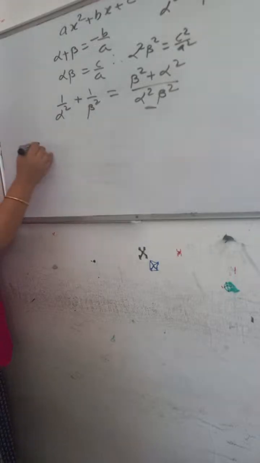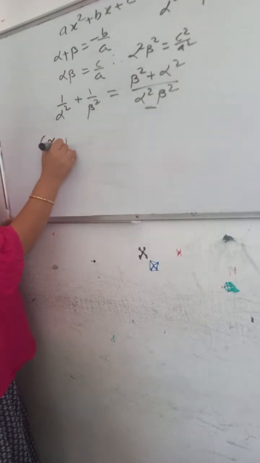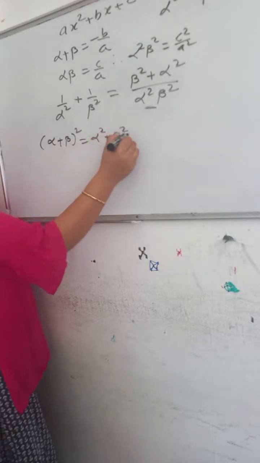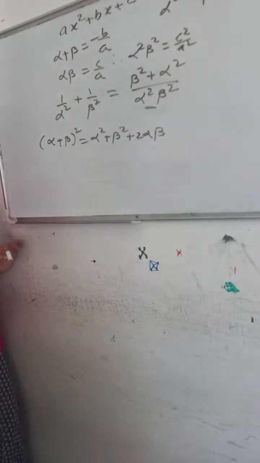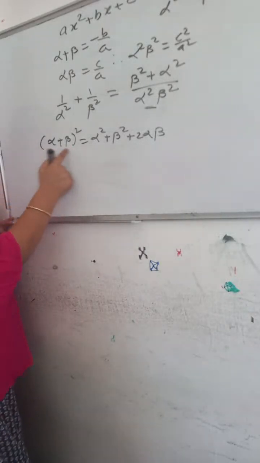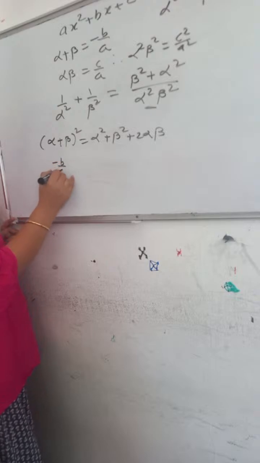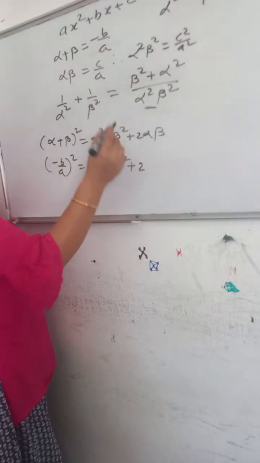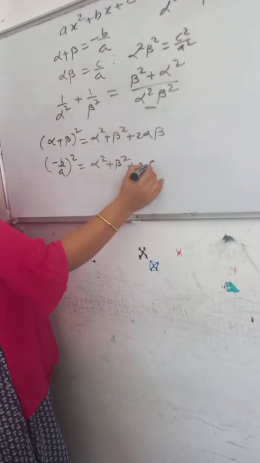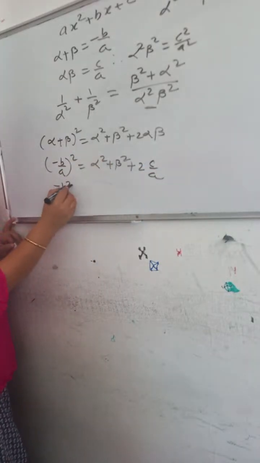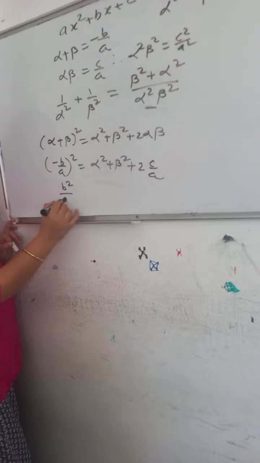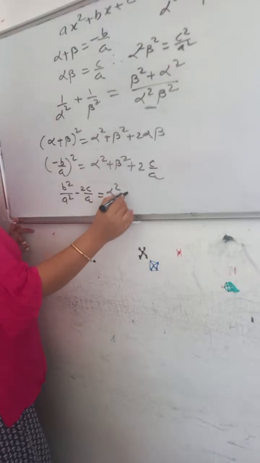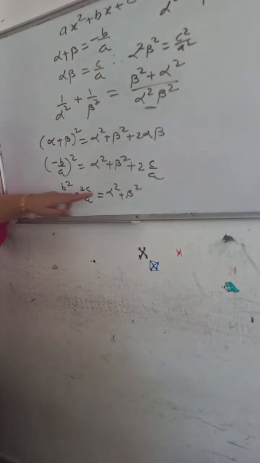So here how are we solving? Alpha plus beta whole bracket square. Use the identity: alpha square plus beta square plus twice alpha beta. Now you know the value of alpha plus beta, that is minus b by a whole square. Keep alpha square beta square as it is, plus 2 into alpha beta, which is c by a. So we can write minus b square is positive b square by a square, and minus 2c by a is equal to alpha square plus beta square. Did you get the value now?